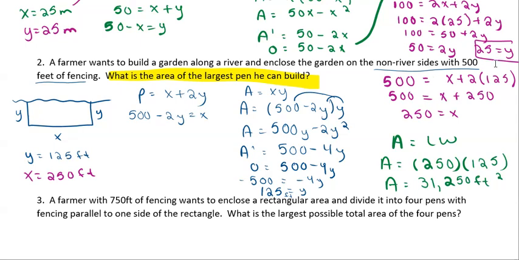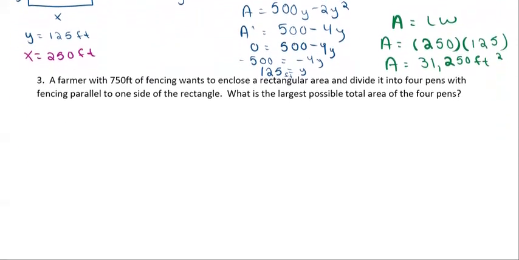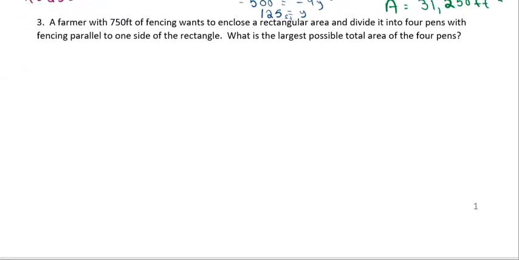Let's try one more. A farmer with 750 feet of fencing wants to enclose a rectangular area and divide it into 4 pens with fencing parallel to one side of the rectangle. What is the largest possible total area of the 4 pens?